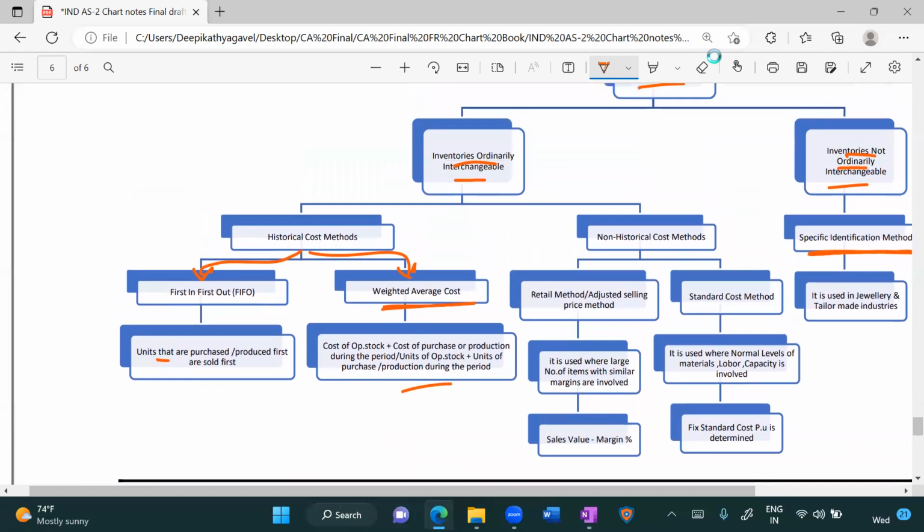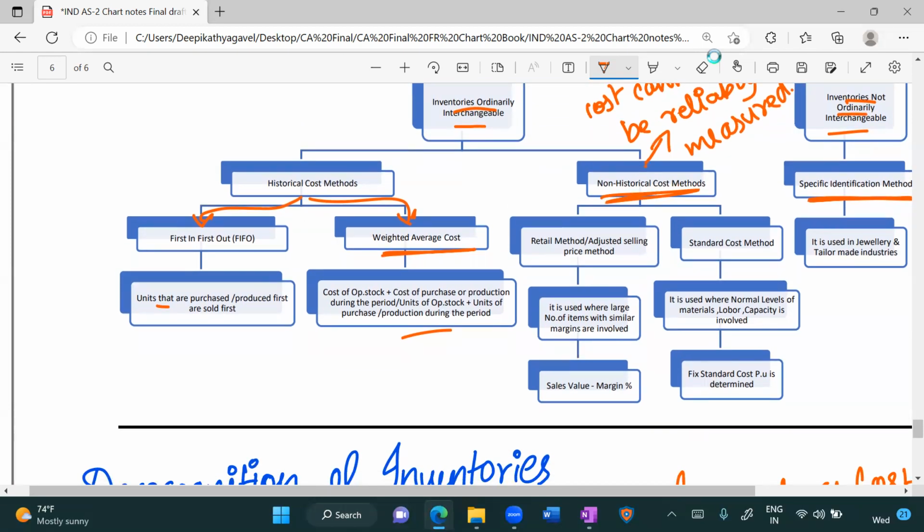But in case it's a non-historical cost method, when do you use it? Mostly a non-historical cost method is used when the cost cannot be reliably measured. So when I cannot measure the cost reliably, then I go for this non-historical cost method. It has two methods. The standard cost method is used where the normal levels of material, labor and capacity are involved, and fixed cost per unit will be determined.